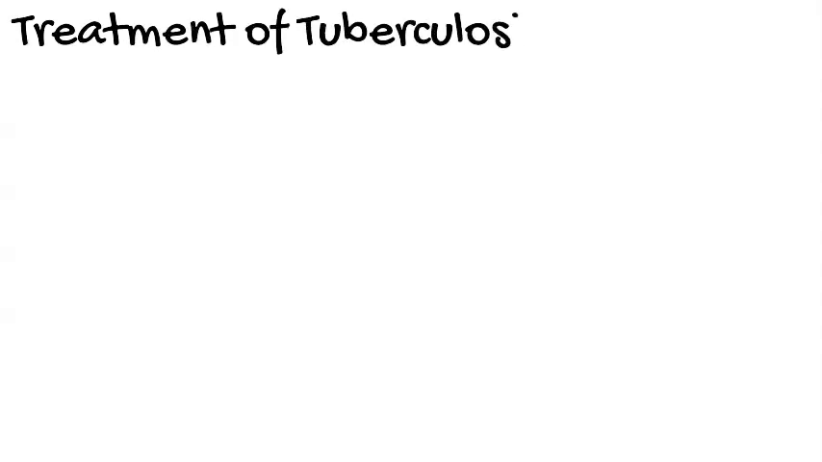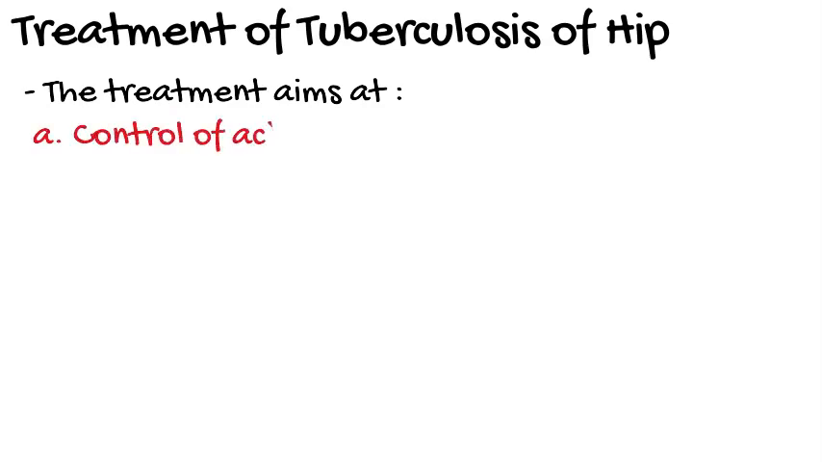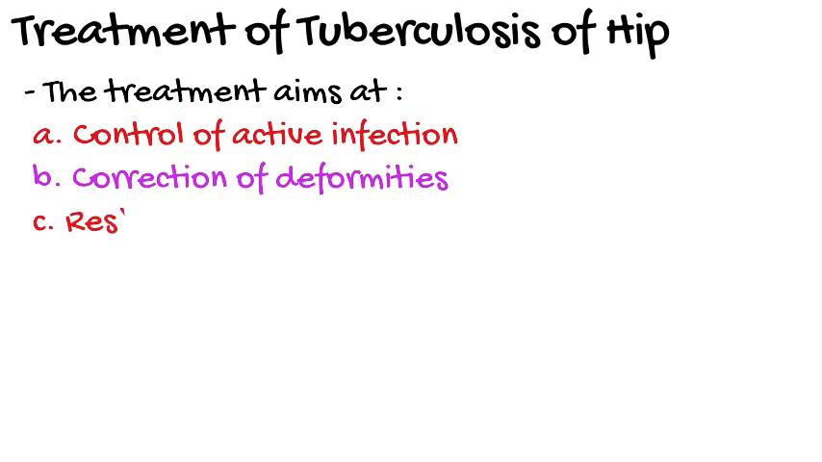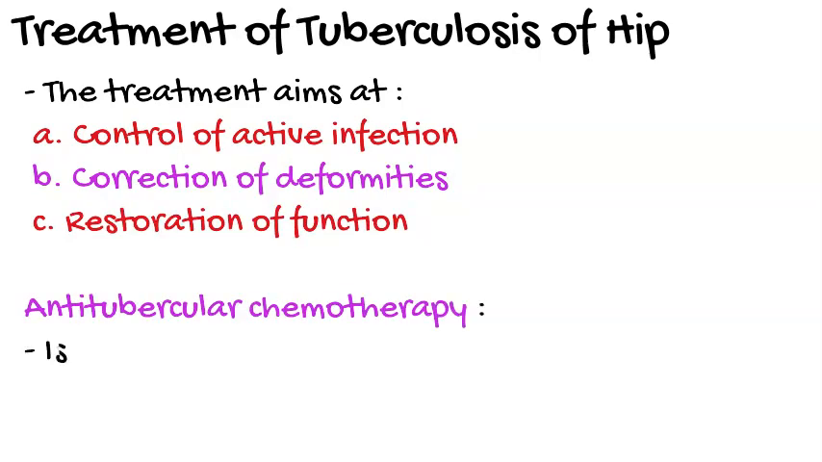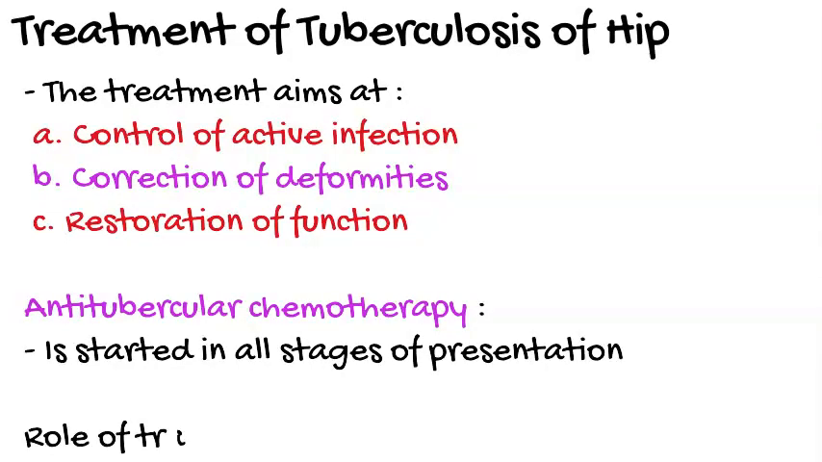The treatment of tuberculosis of the hip. The treatment aims at: A. Control of active infection, B. Correction of deformities, C. Restoration of function. Antitubercular chemotherapy is started in all stages of presentation.